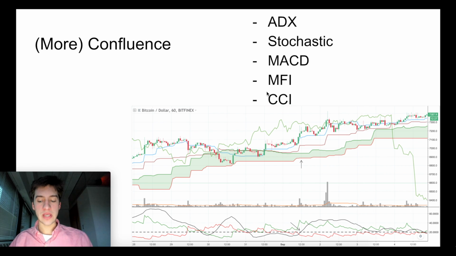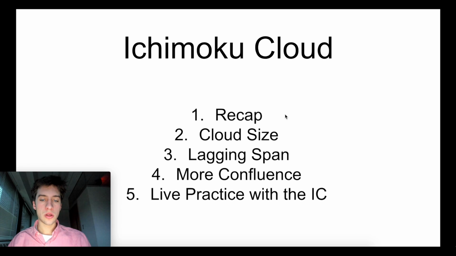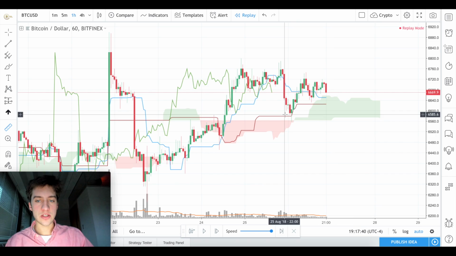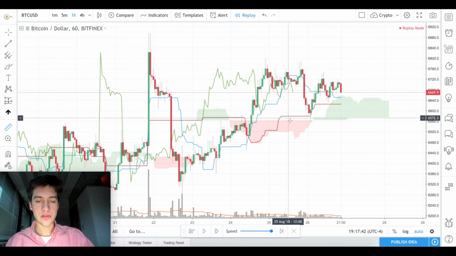Okay, so we've looked at cloud size and looking at that with volatility. We've looked at the lagging span, and we looked at ways of confluence with the Ichimoku cloud as well. Now let's take a live look at the Ichimoku cloud and put it into practice.